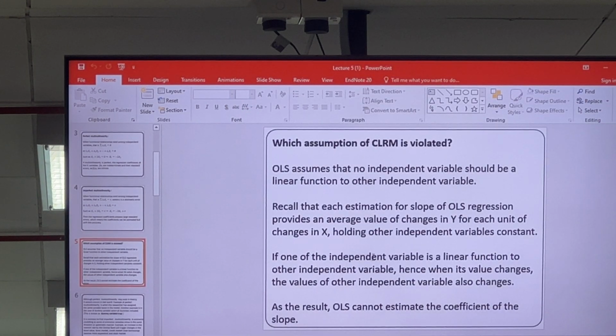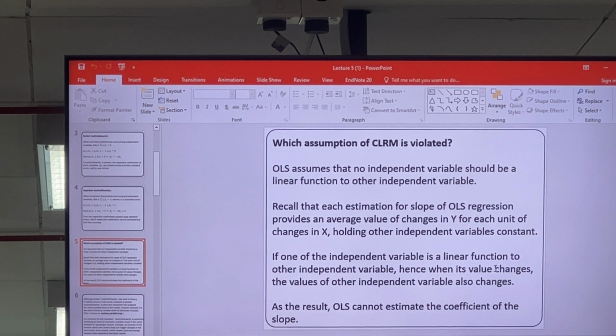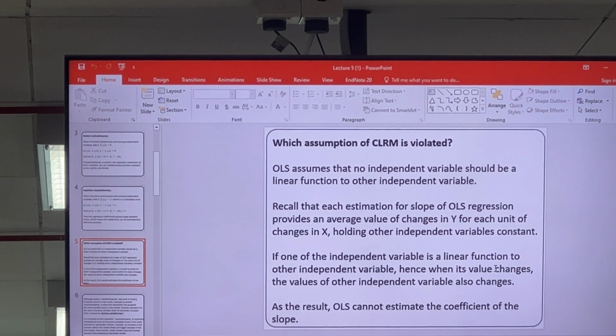So if one of the independent variables is a linear function of another, then when its value changes, the value of the other independent variable also changes. They are related variables. As a result, ordinary least squares cannot estimate the slope coefficients, beta 1, beta 2, and so on.